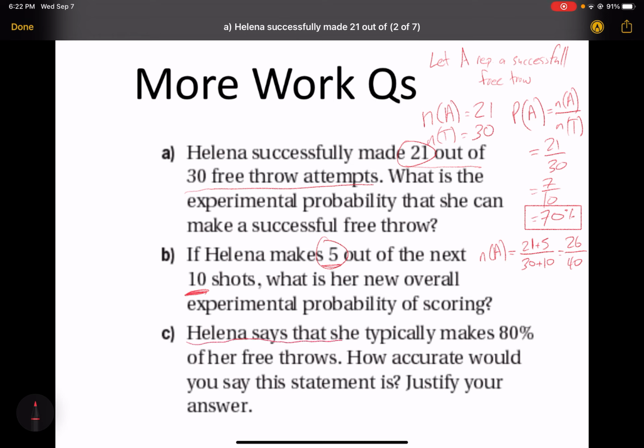Helena says that she typically makes 80% of her free throws. By the way, what is her new overall experimental probability of scoring? It's basically, well, if we do the math, that's equal to, divide both sides by 2, 13 over 20, or multiply both sides by 5, and you get 65 over 100, which is equal to 65%.